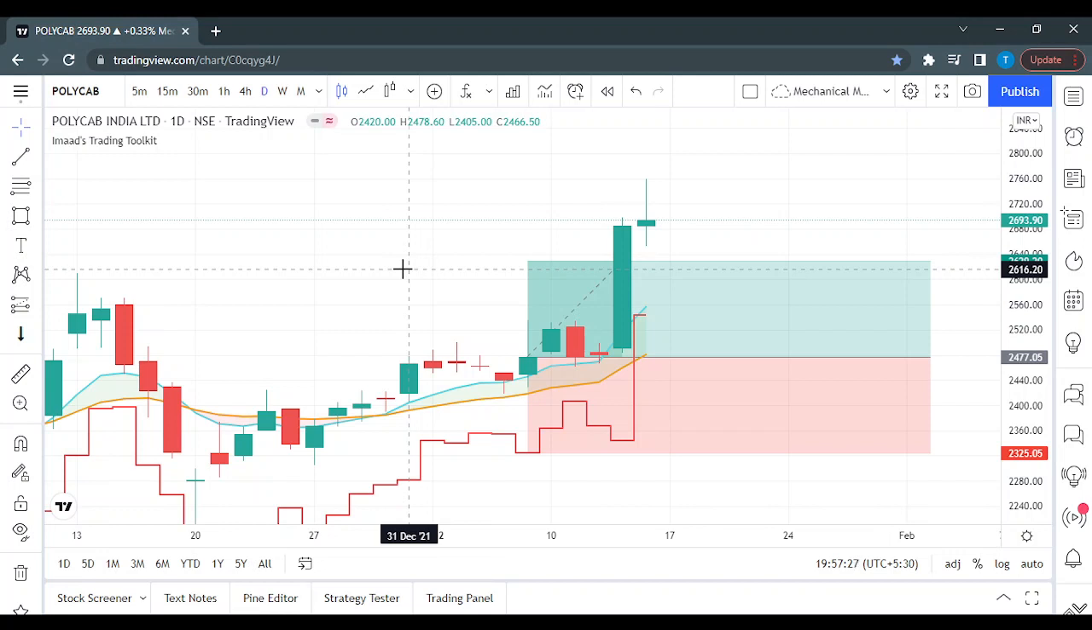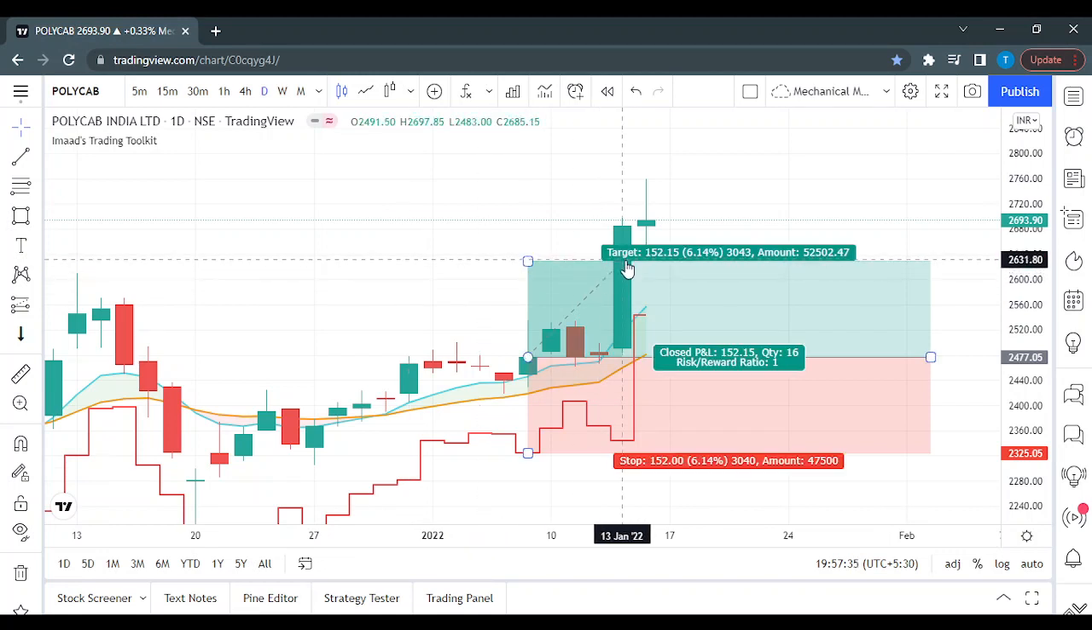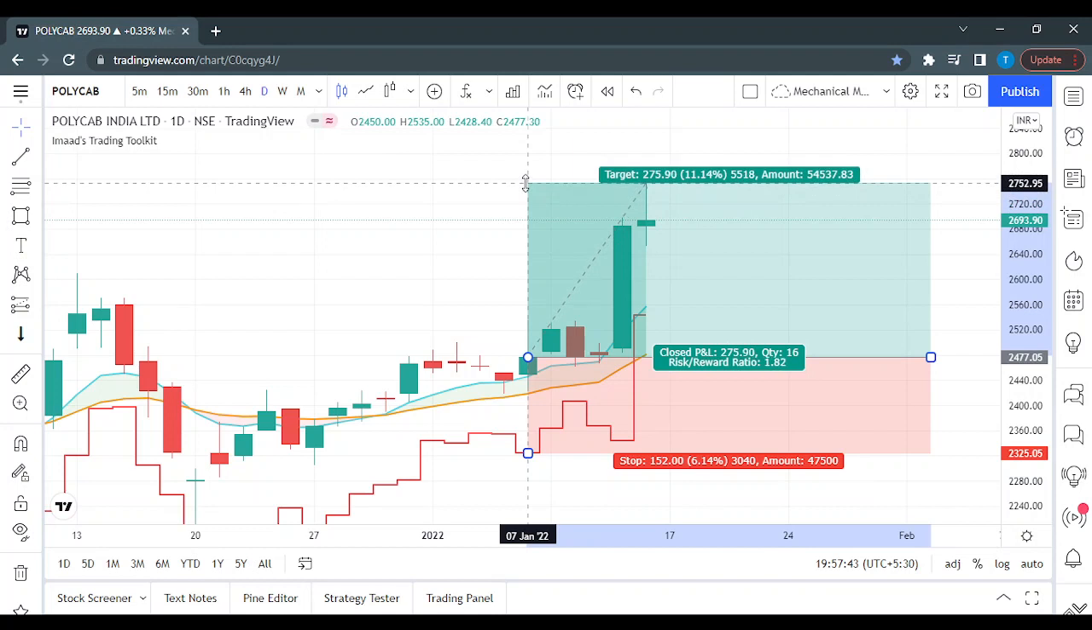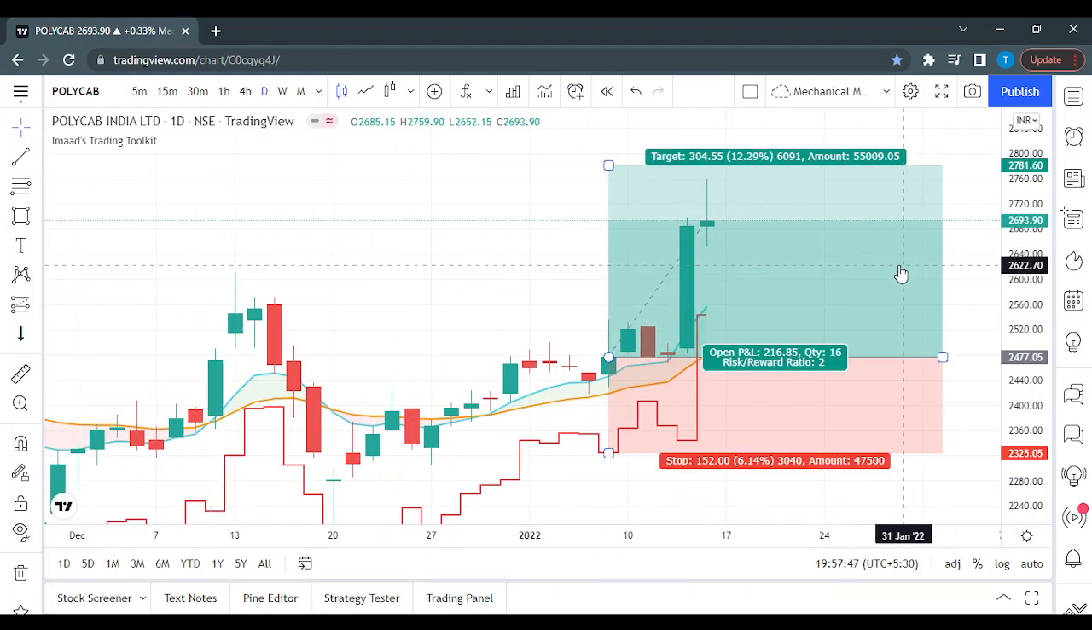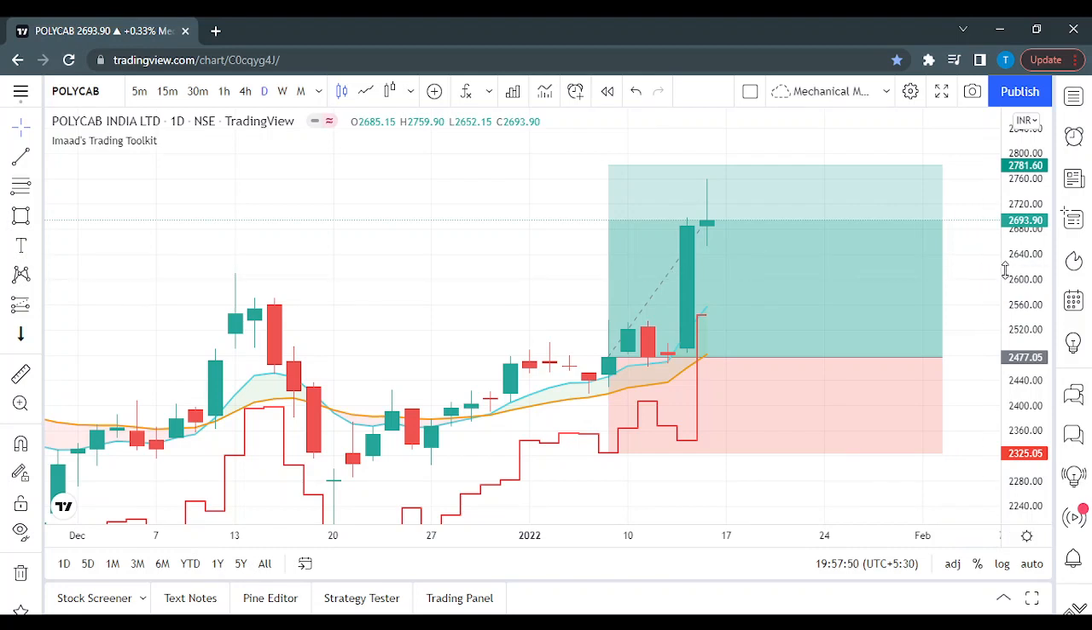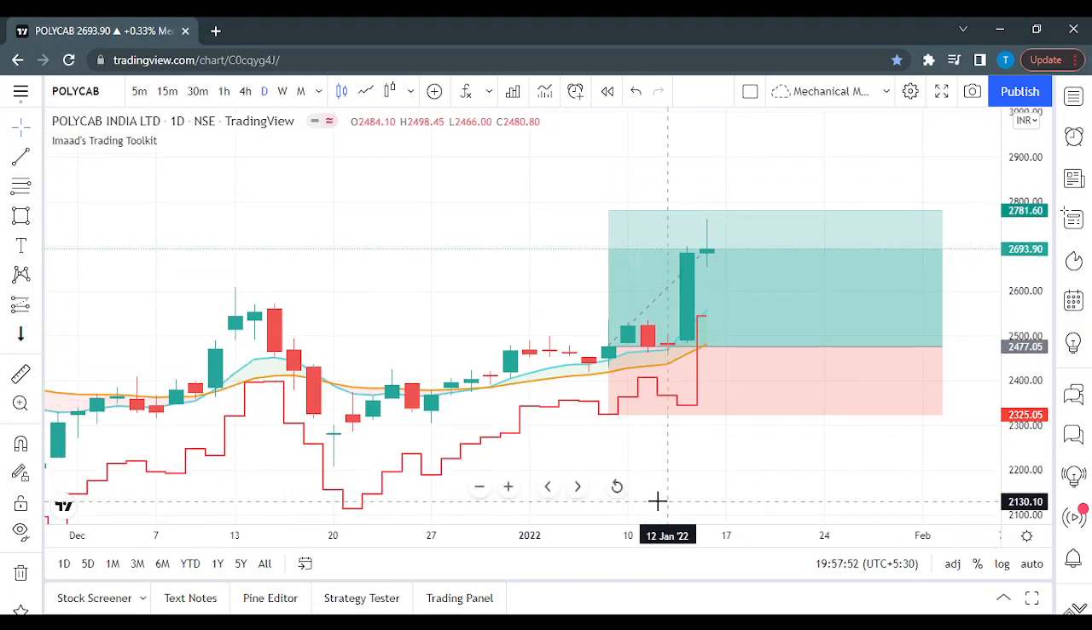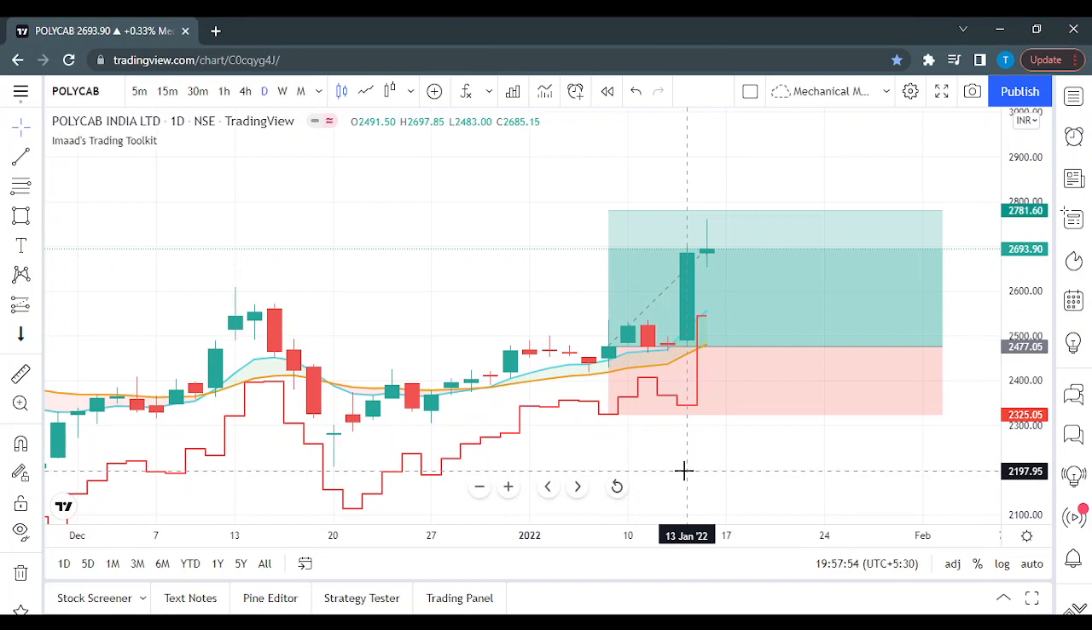Right now, let's see what is the probability that this stock could have done this 1:1. Right now, you see that the 1:1 was achieved. Now I can trail my stop loss here and book partial quantities, and then keep moving. Now you see I'm heading to a 1:2 very soon, right? And I can keep going because the trend currently is a very strong bullish uptrend.